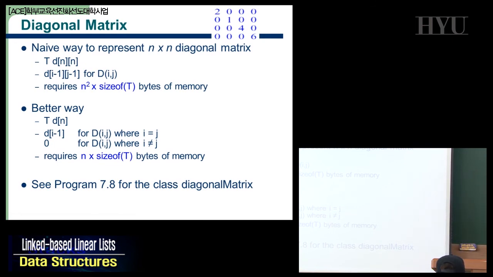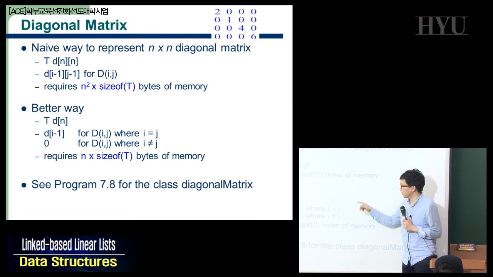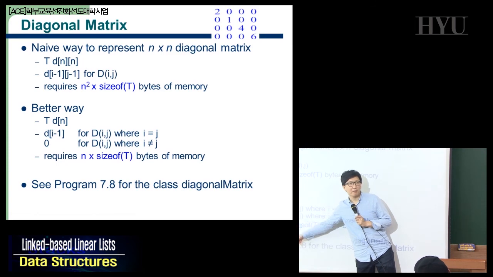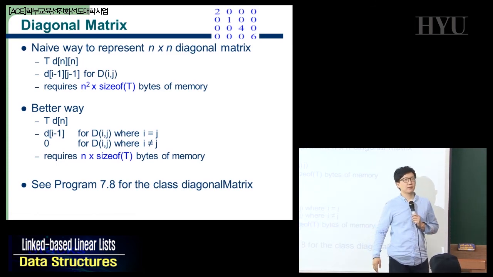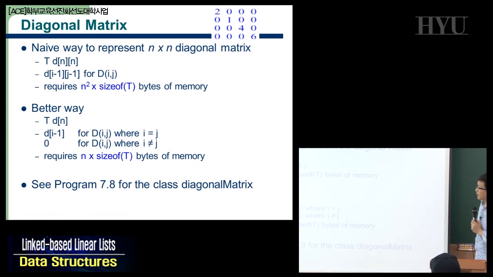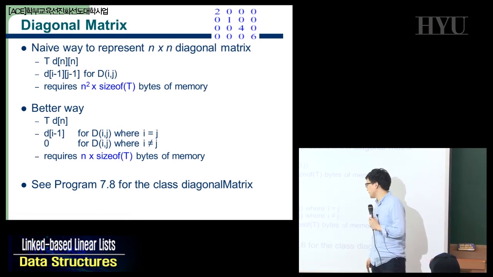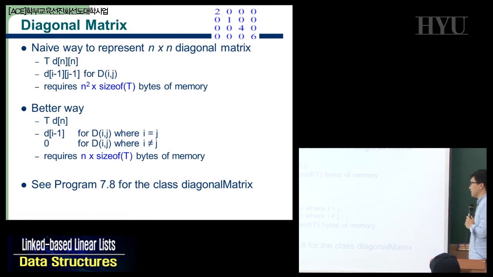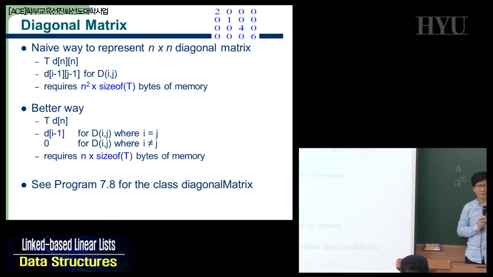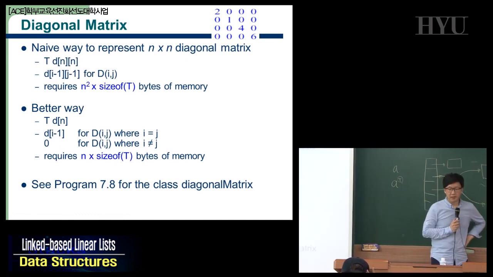So, a better way. If you just look at this blue part, I just need n, because half of this may not be needed. Better way: T D[n], D[i-1] for D(i,j), where D(i,j) equals 0 for i and j not equal, requires n times size of T bytes of memory. More details will be given on diagonal matrix. I just excluded it from the slide because it's quite obvious, very small implementation details.